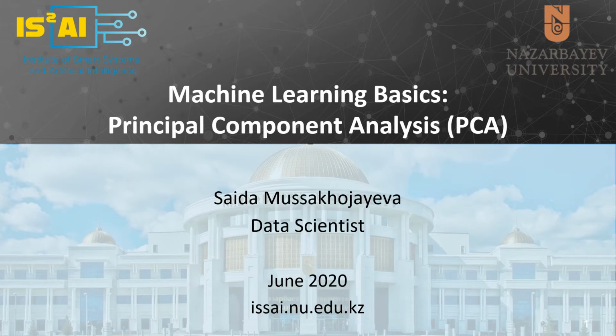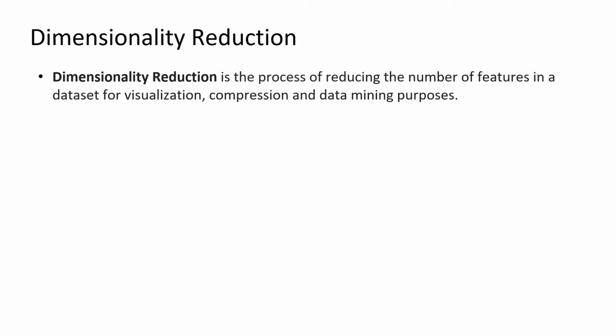For today, we're going to cover an important dimensionality reduction technique called Principal Component Analysis, or PCA. But first, let's talk about dimensionality reduction and why it is important. Dimensionality reduction is a process of reducing the number of features in a dataset for visualization, compression, and data mining purposes.